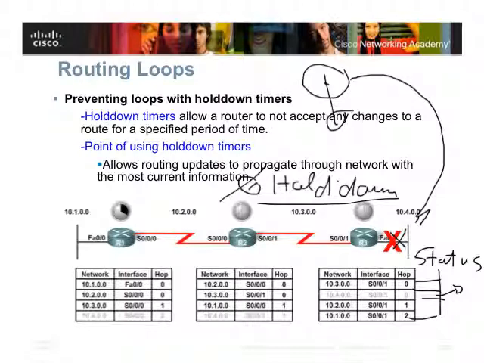So during this hold down time, if R1 wants to send a packet, it will consult the routing table. The routing table tells it this route is possibly unreachable, so the packet in that case will be forwarded, by the way. It will be forwarded until it reaches R3, and R3 will drop it. So during the hold down time, the packet will be forwarded, but it will never go back to R2. R3 will drop it. This is what they call blackhole routing.